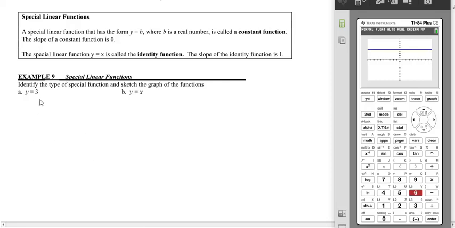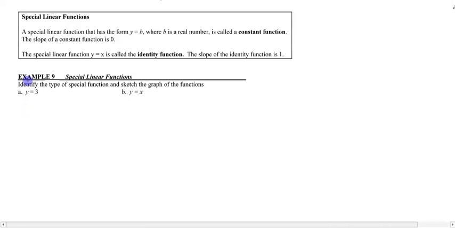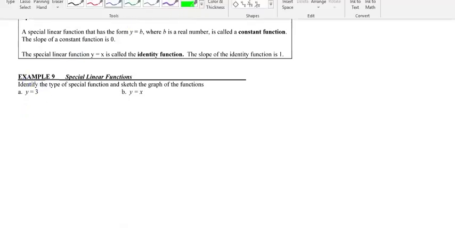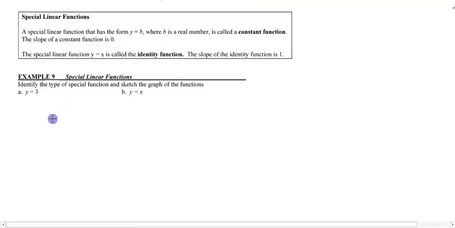So identify the type of function and sketch the graph of the function. Y equals 3. We're going to have a horizontal line that goes through 3. Draw it as nicely as you can. It goes through 3 on the y-axis. And make sure that you draw your arrows at the end to show that it goes from negative infinity to positive infinity.